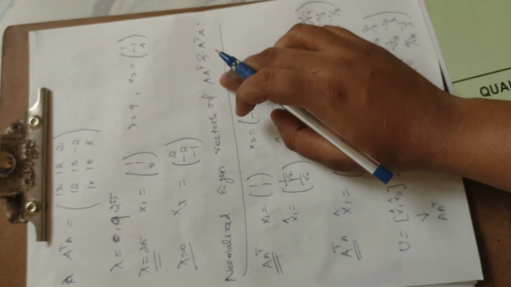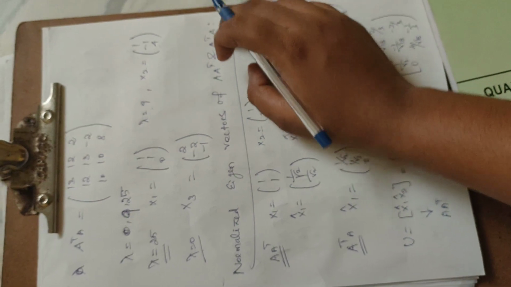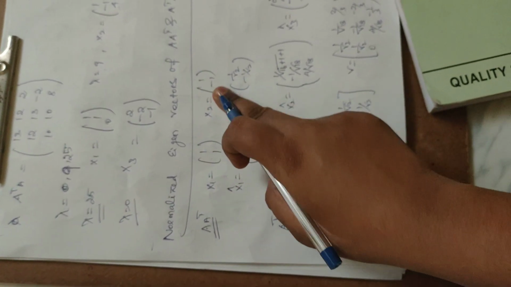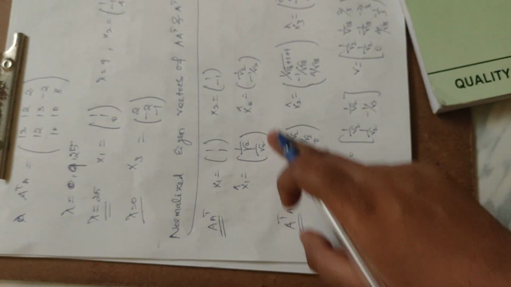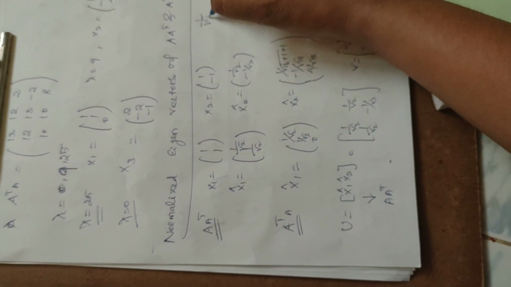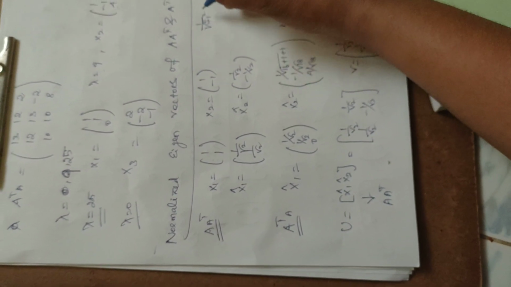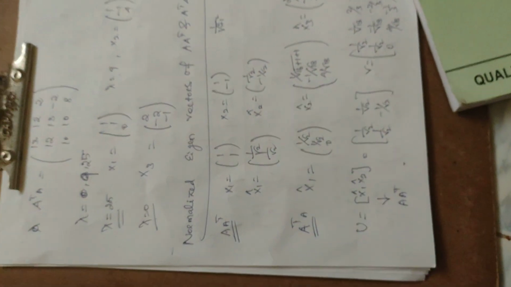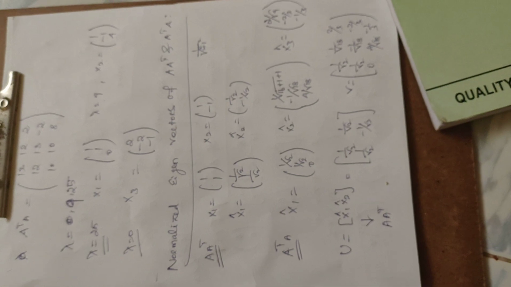Then the normalized eigenvectors of A A transpose and A transpose A. For A A transpose, we have two eigenvectors, 1 1 and 1 -1. The corresponding normalized form is 1 by root 2, since 1 by root of 1 square plus 1 square is 1 by root 2. Then the second one is 1 by root 2, -1 by root 2. So this is the normalized form.